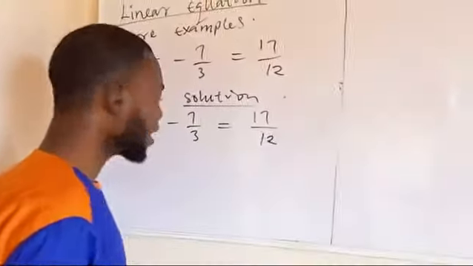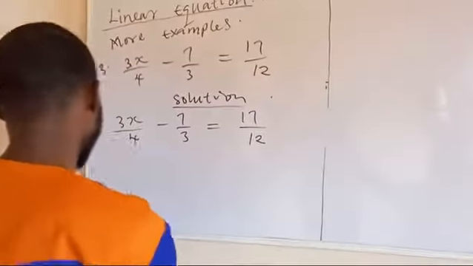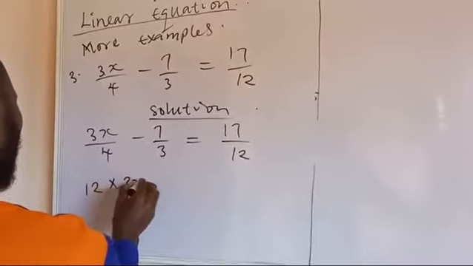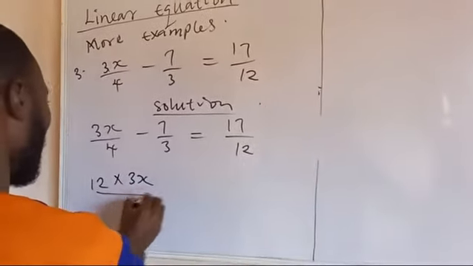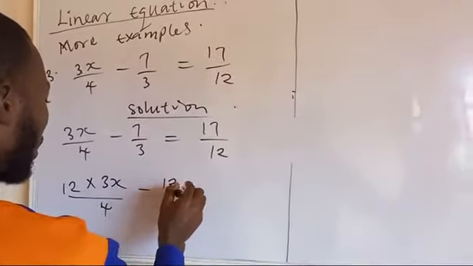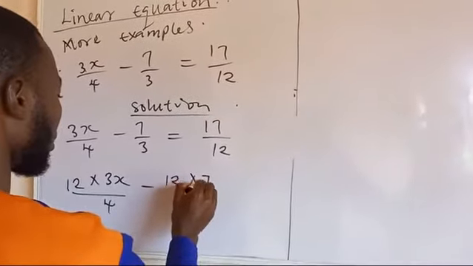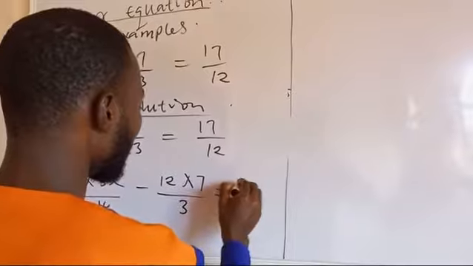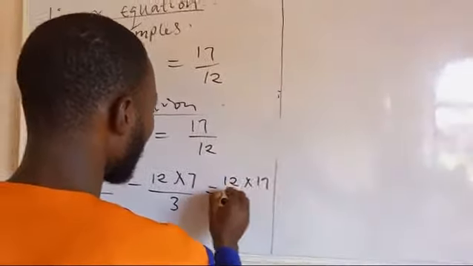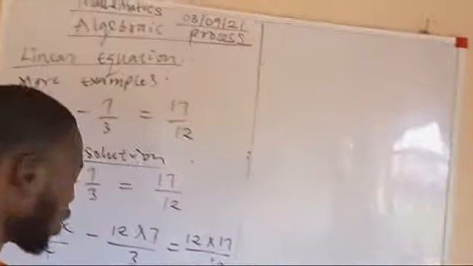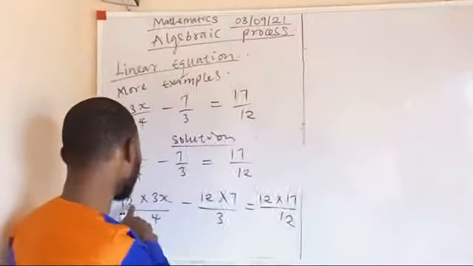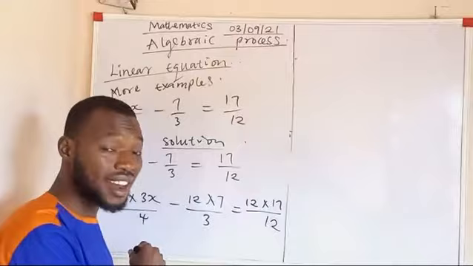We conclude that the LCM is 12. So we are now going to have 12 times 3x divided by 4 minus 12 times 7 divided by 3 is equal to 12 times 17 divided by 12. So what we'll be doing is we'll be using the denominator to divide the LCM.